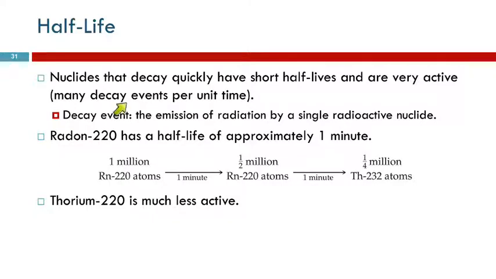So a decay event is one nucleus undergoing radioactive decay. That's an event. So something with a short half-life is going to have a lot of events in a particular period of time. Something that decays slowly may only have one decay event every year. It can be very, very slow. So some things have half-lives of billions of years.